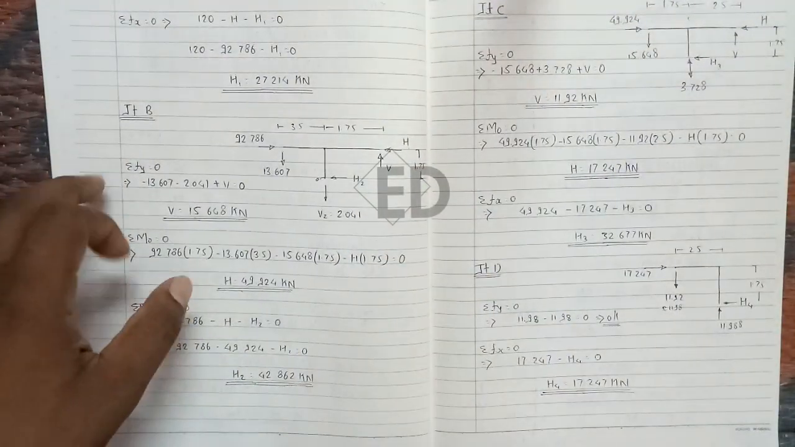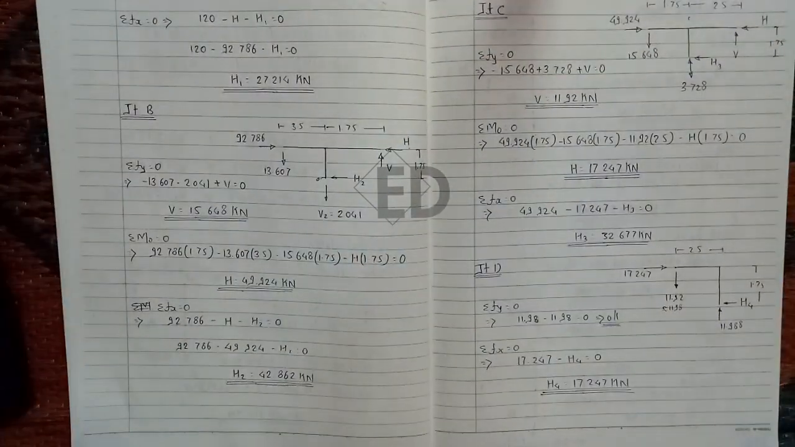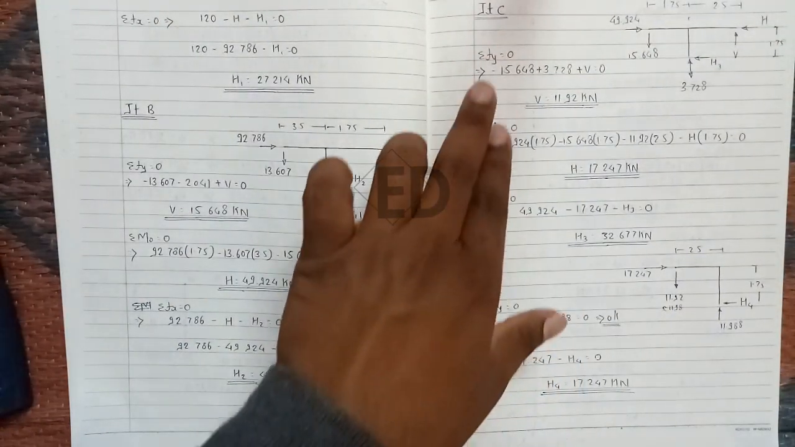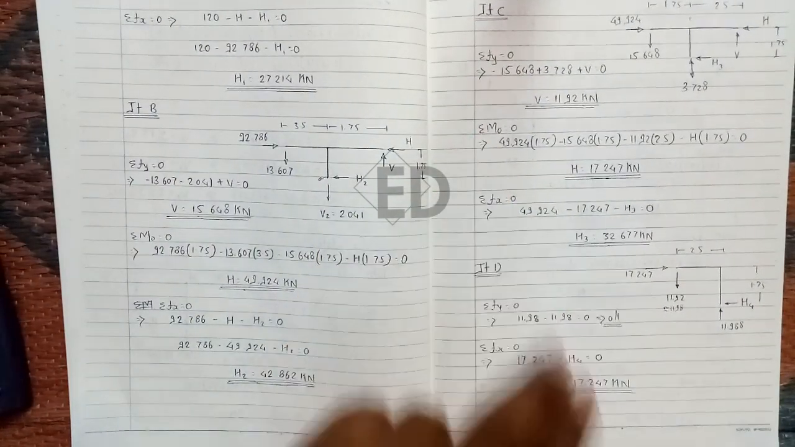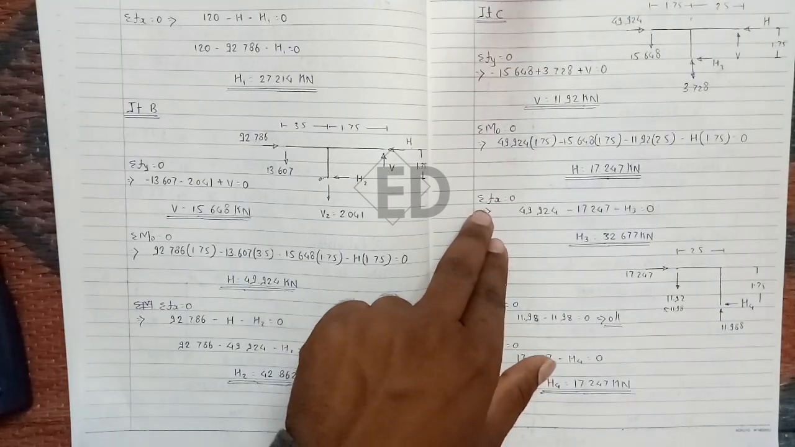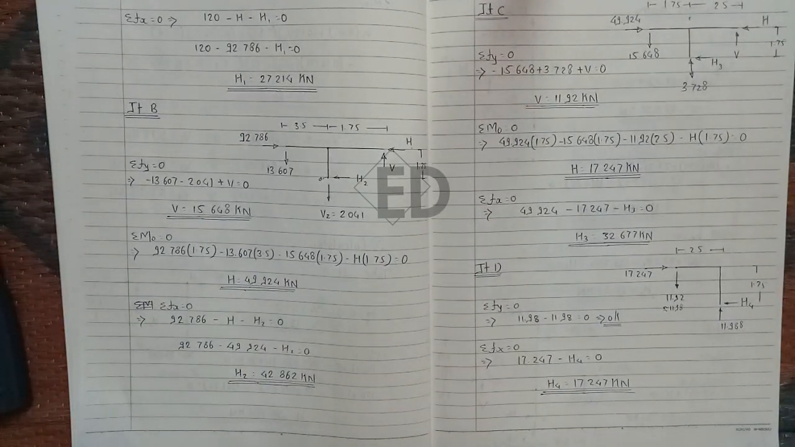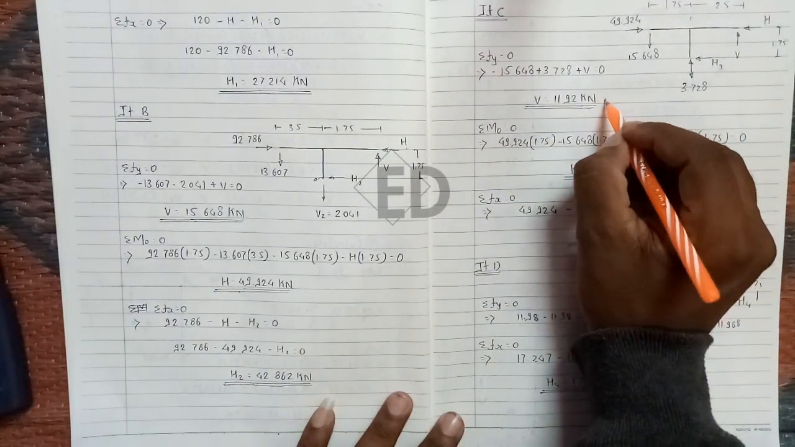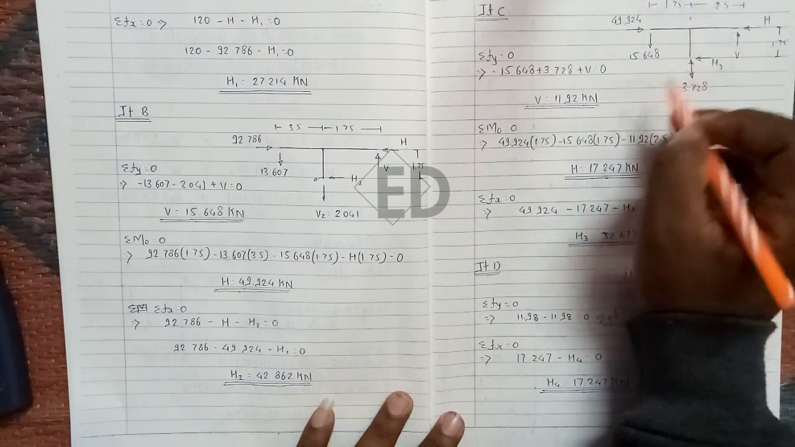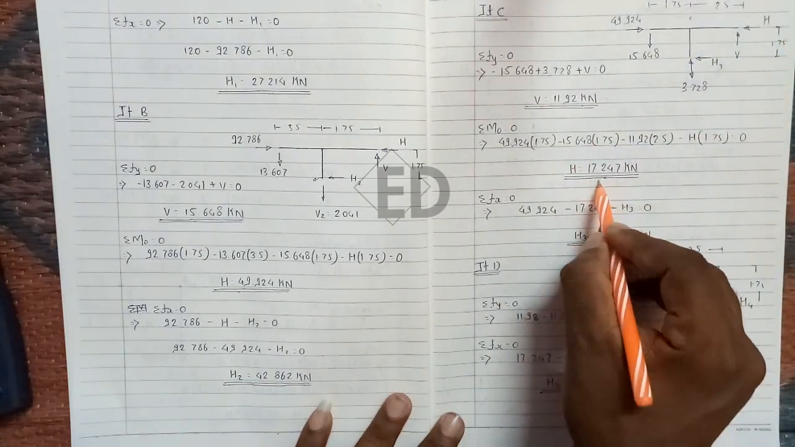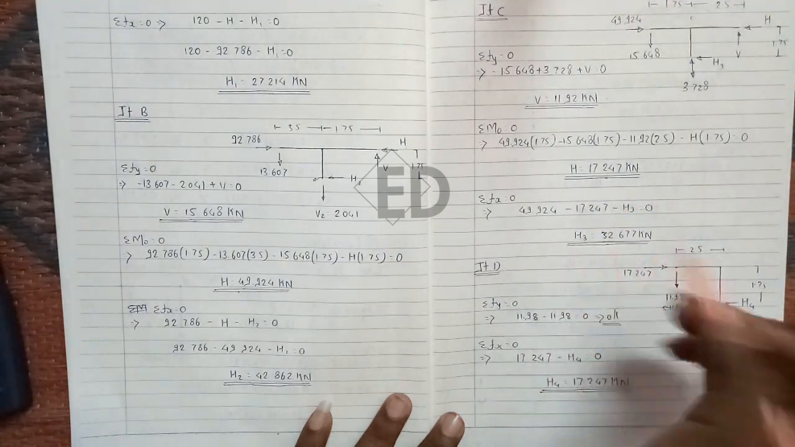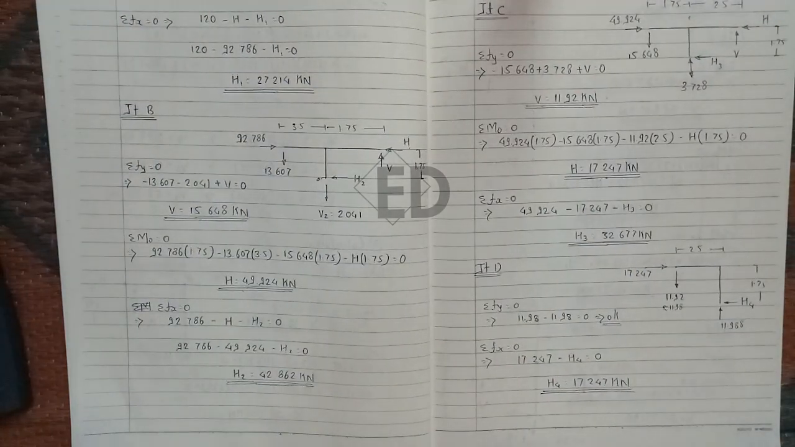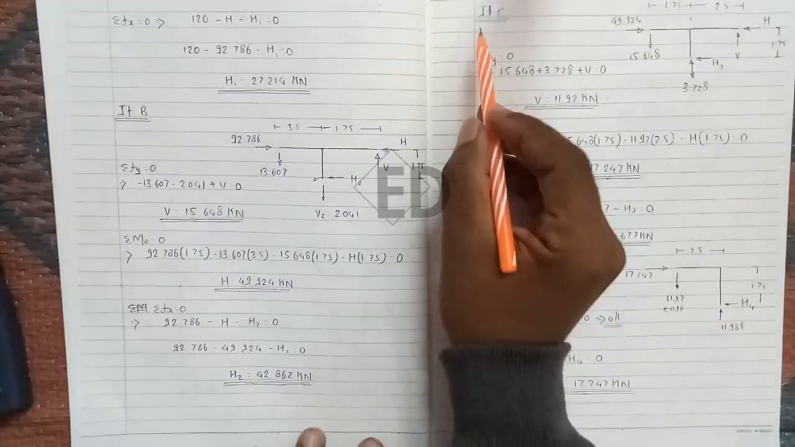We just completed joints A and B. Now moving towards C. Same operation is applied. Initially summation of Fy equals to 0, summation of moment equals to 0, and then summation of horizontal force equals to 0. By applying the same steps, we are able to calculate all the unknowns, that is vertical shear in the column, vertical shear in the beam, axial force in the beam, and axial force in the column. So same procedure applied for the remaining joints.